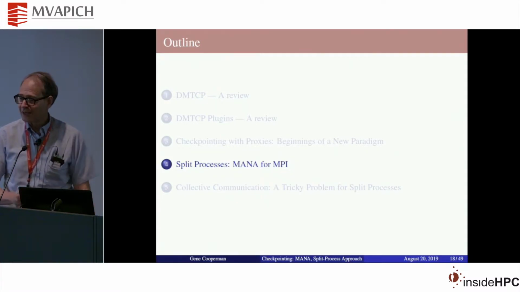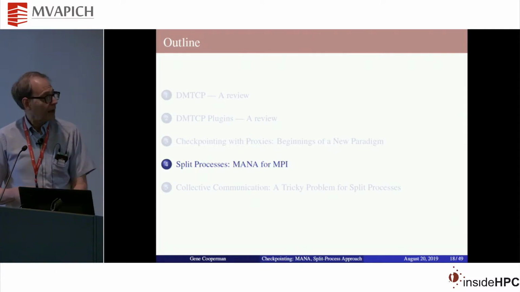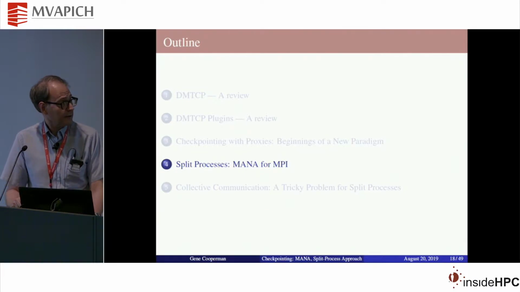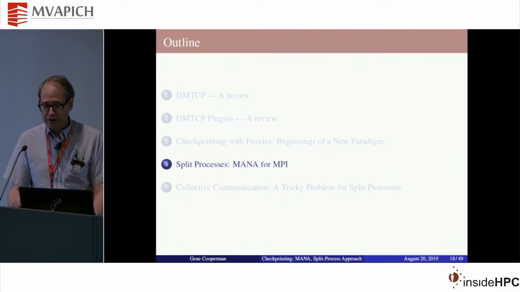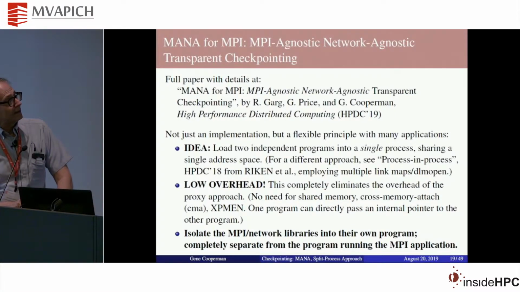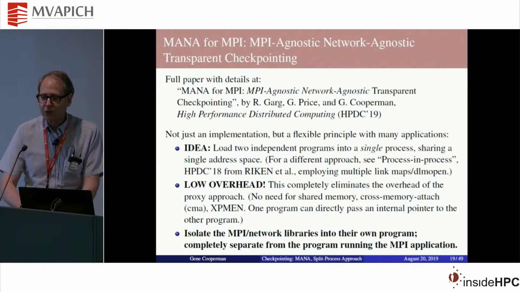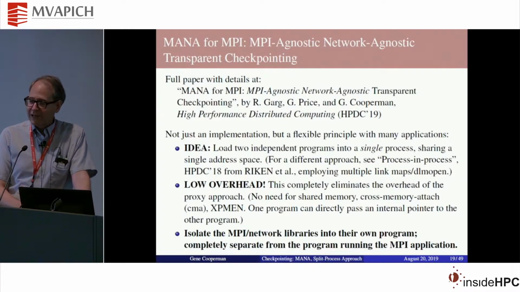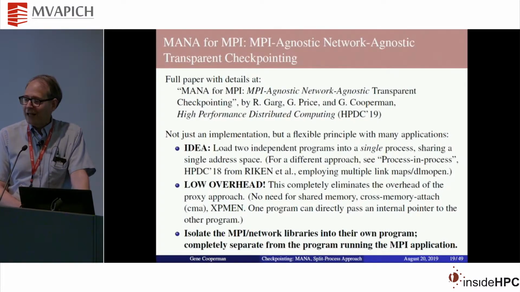But let's reserve some time to talk about what's really new now. So here we're calling this split processes. And the name of our software is called MANA. And here you can see the title, MANA: MPI-Agnostic, Network-Agnostic, Transparent Checkpointing. So what do we mean by agnostic? What we mean is that we are going to checkpoint an MPI application, and we don't really care which MPI it is.